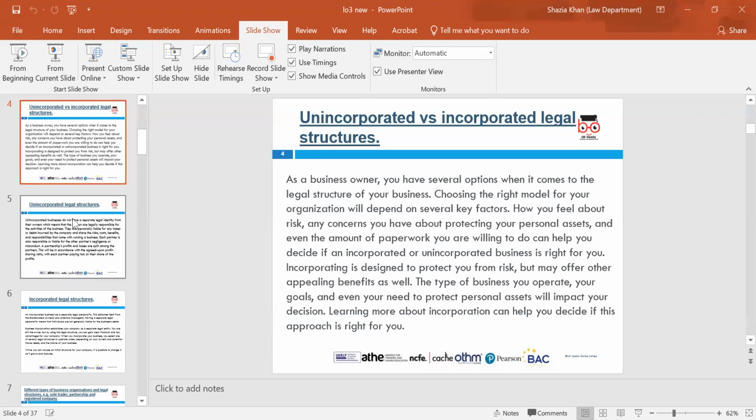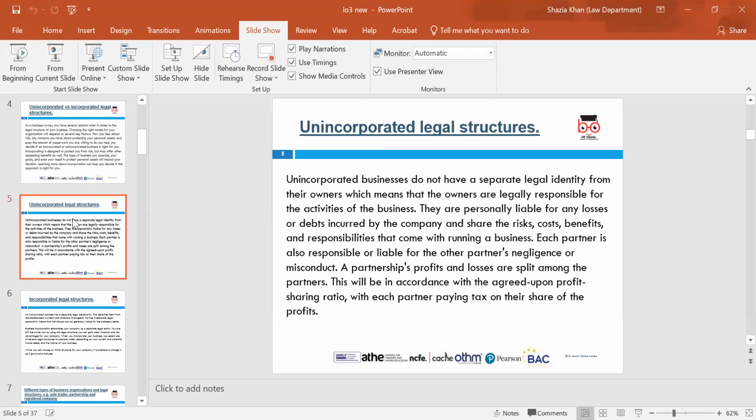So now we're going to go on to look at the difference between unincorporated legal structures and incorporated legal structures. So unincorporated businesses do not have a separate legal identity from their owners, which means that the owners are legally responsible for the activities of the business.